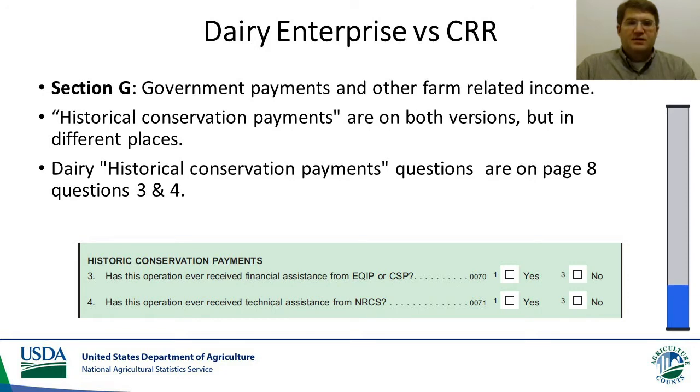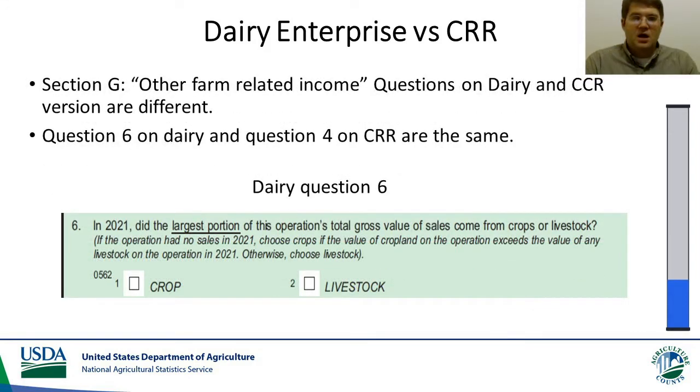Historic conservation payments questions are also asked on both versions, but in different places. Dairy historical conservation payments questions are found on Section G, page 8, questions 3 and 4. These two questions are in Section A, page 3, on the CRR. Other farm-related income questions on the dairy and CRR versions are different. Question 6 on the dairy and question 4 on the CRR are the same.